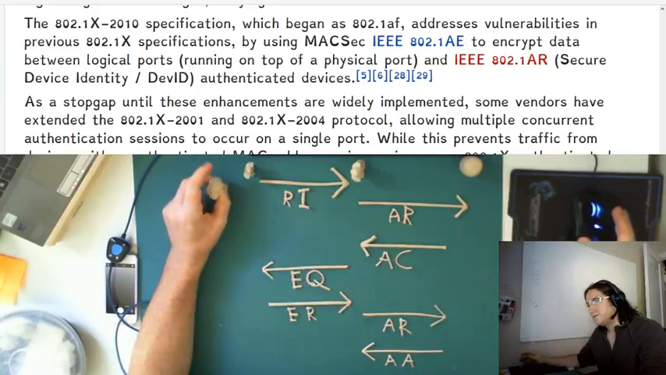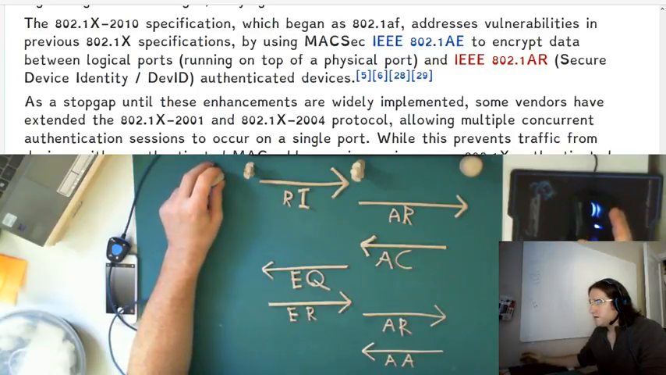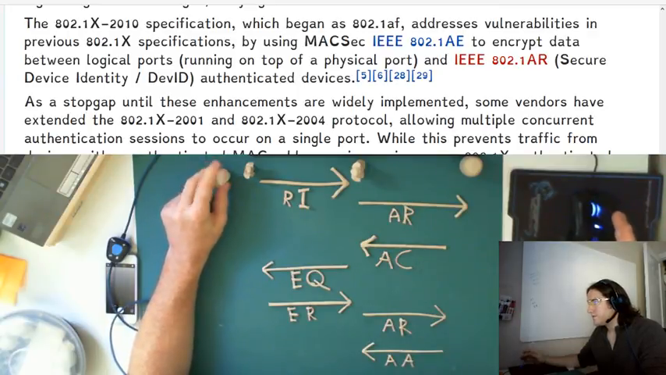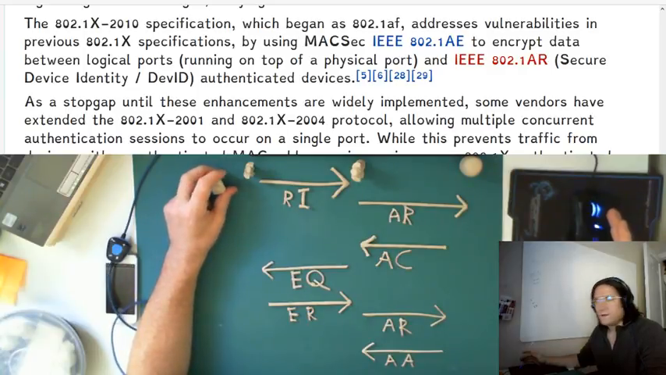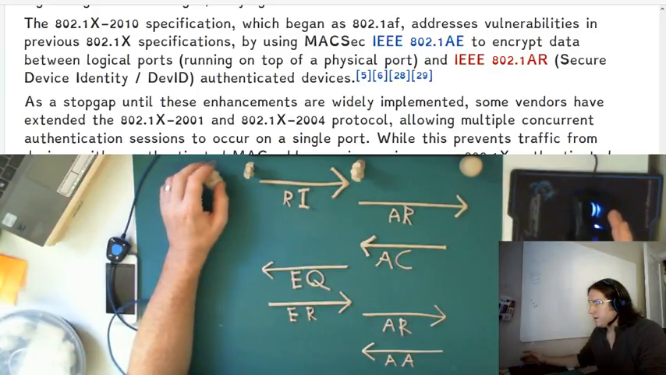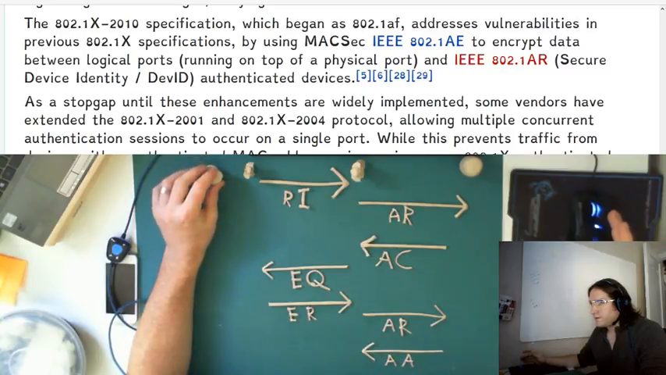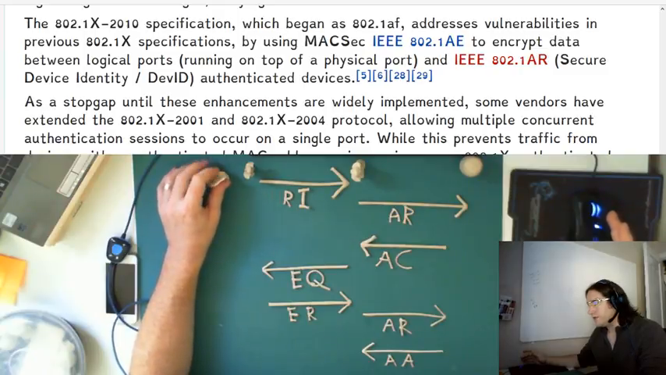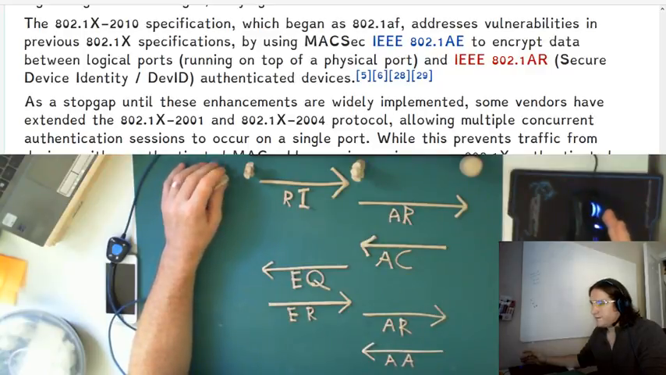The 802.1X-2010 specification, which began as 802.1af, addressed vulnerabilities in previous 802.1X specifications using MACsec's 802.1AE to encrypt data between logical ports running on top of a physical port, and IEEE 802.1AR authenticated devices.